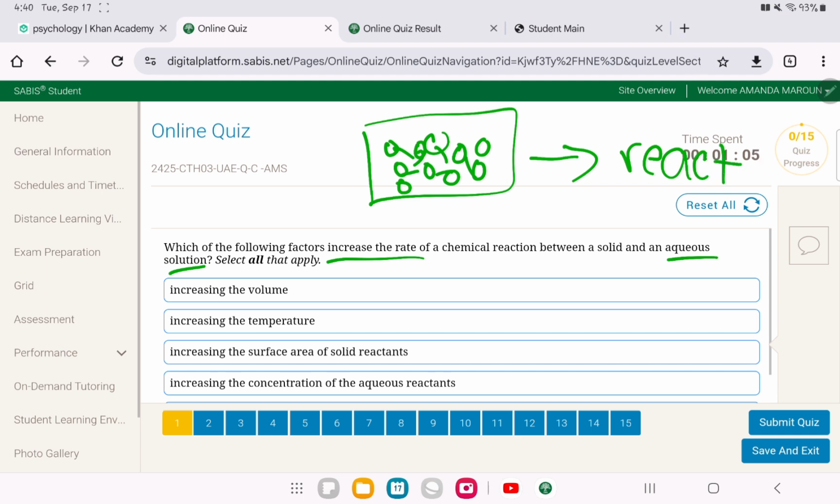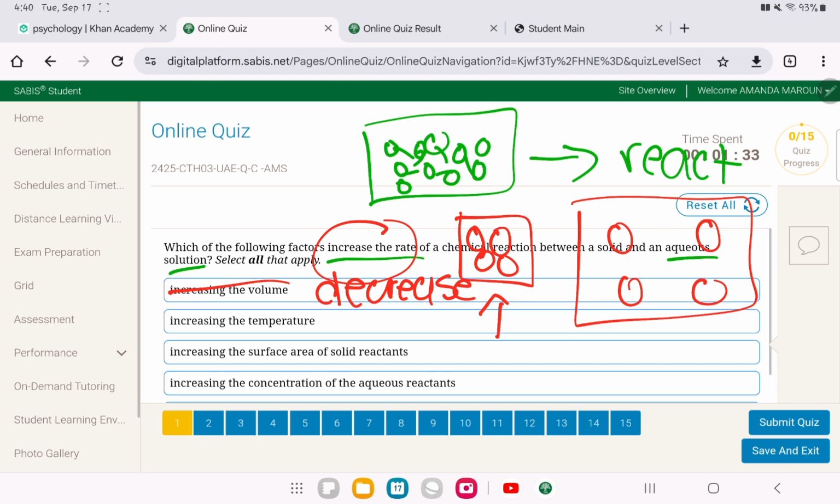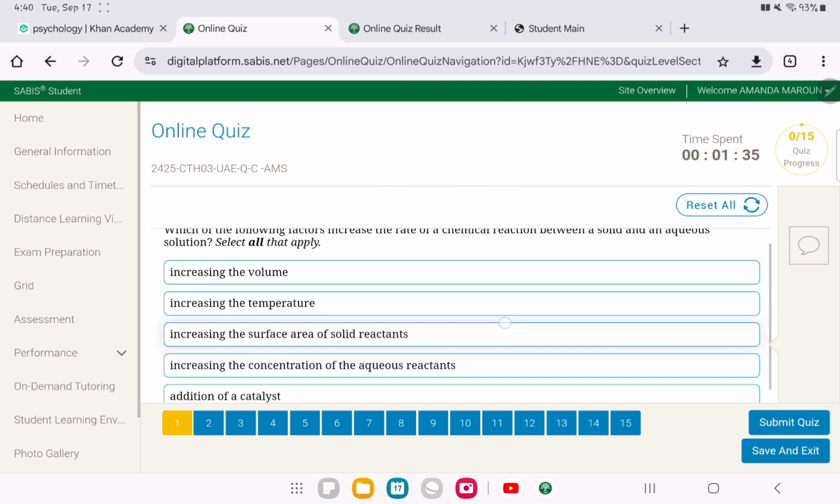So thinking logically, if you increase the volume of the container, so let's say we have, for example, this container, it has 4 particles. And then we have this container, it has a bigger volume, and we have the same 4 particles. Which container is it more likely for the particles to collide more often? Definitely this one. So to increase the rate of the chemical reaction, you should not increase the volume, you should decrease the volume. Okay? So the first one is incorrect.